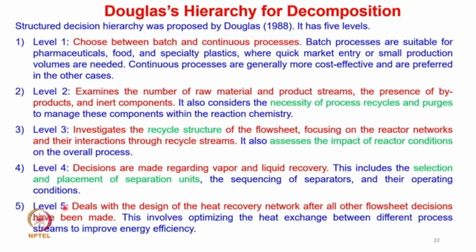And in the last level, level 5, it deals with the design of the heat recovery network after all the flow sheet decisions have been made. This involves optimizing the heat exchange between the different process streams to improve energy efficiency.